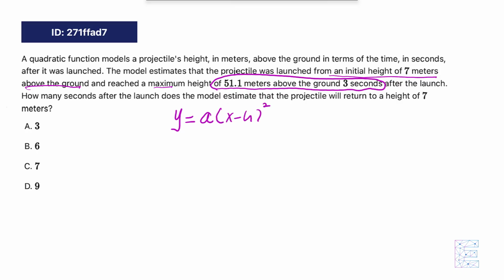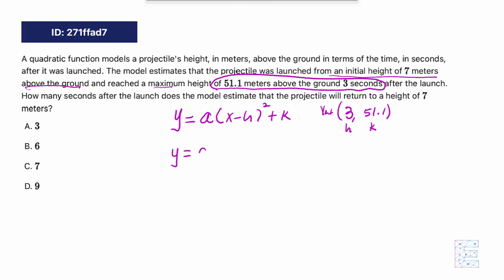Remember, there are 3 ways to write quadratic functions. My personal favorite, when you know the vertex, is the vertex form. Why? Because we are told that after 3 seconds, the height was 51.1. So we know the x and y values. If you know this is the vertex, it means we already have the h and the k values. So let's plug those in.